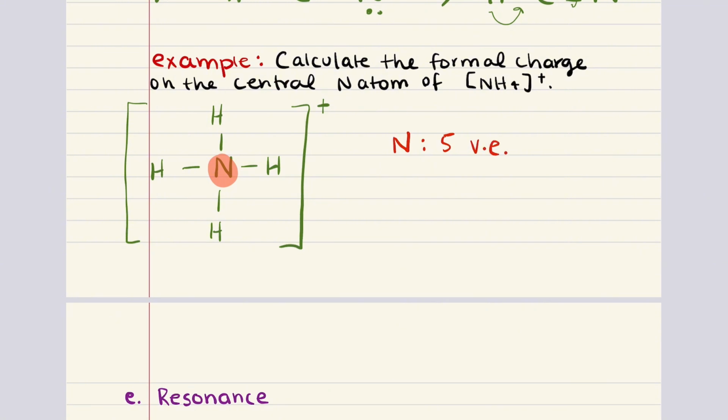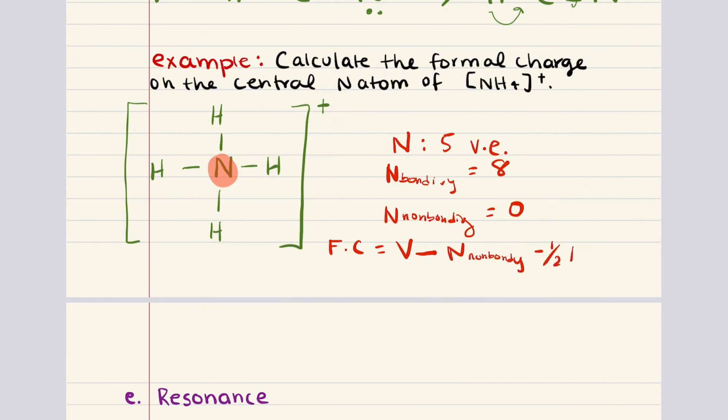Now, in this molecule, nitrogen has 4 bonds. It has 4 bonds to hydrogens, which means that it has 8 bonding electrons. So the number of bonding electrons is 8. And it has no lone pairs, so the number of non-bonding electrons is going to be equal to 0. Now, all we have to do is plug it into our equation, the one that we said formal charge is equal to the number of valence electrons minus the number of non-bonding electrons minus 1/2 the number of bonding electrons.